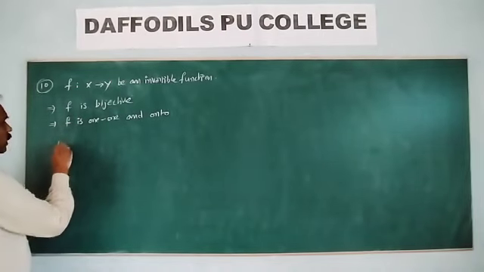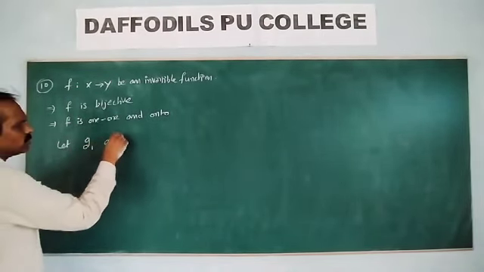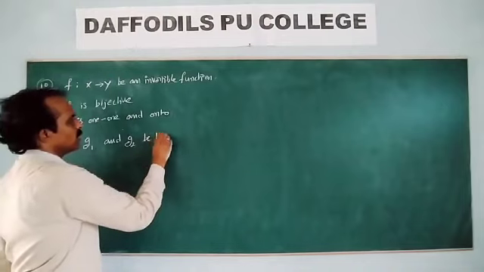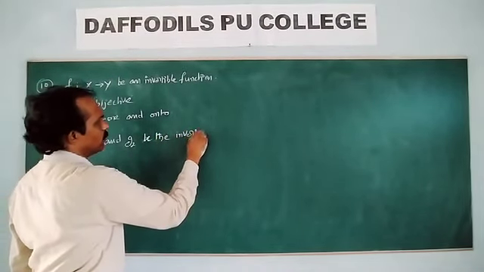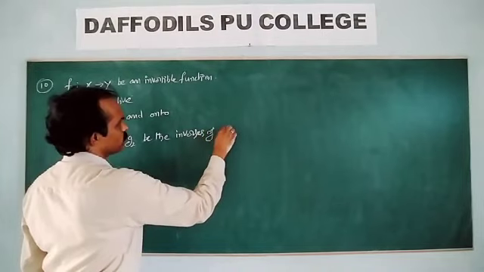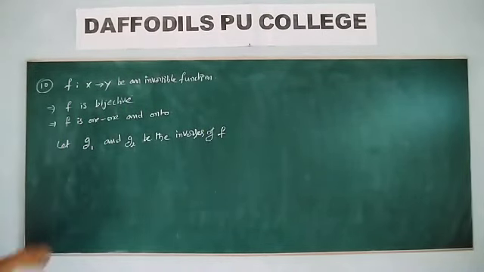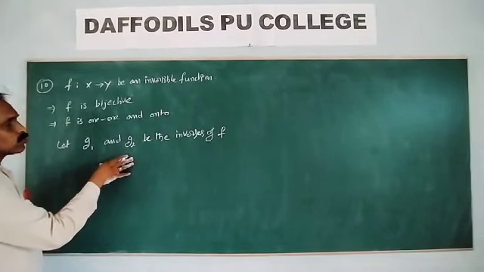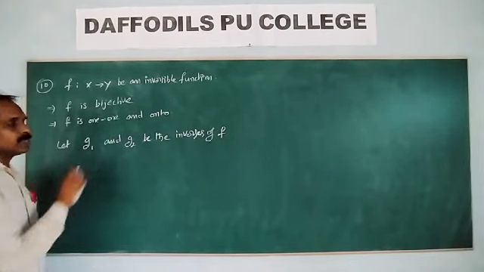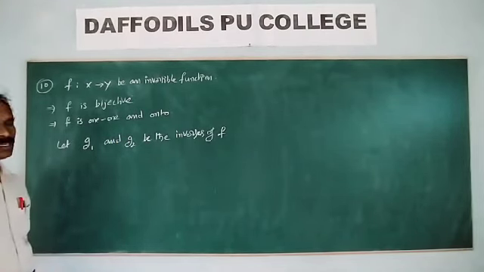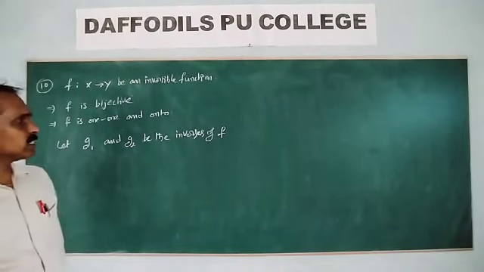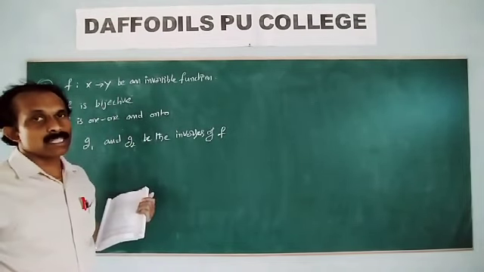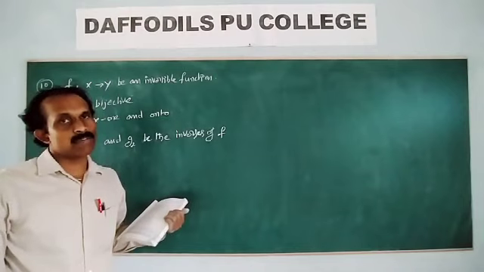So let g1 and g2 be the inverses of f. Here we consider two inverse functions, g1 and g2. But what we must show is that they are unique, meaning they are the same. By the invertible function, consider another function g, where f maps x to y and g maps y to x, then g circle f is equal to identity and f circle g is equal to identity.